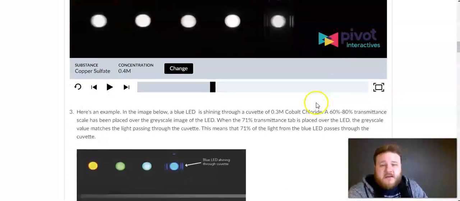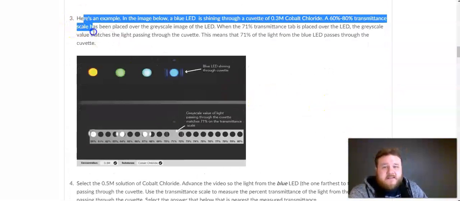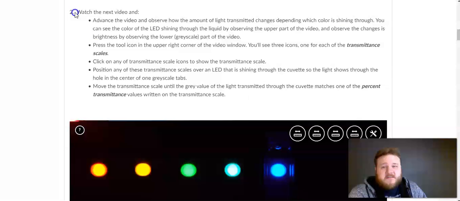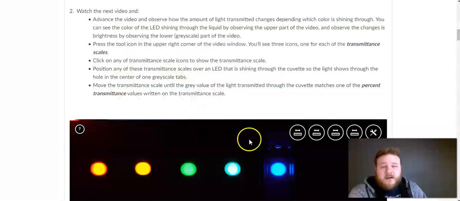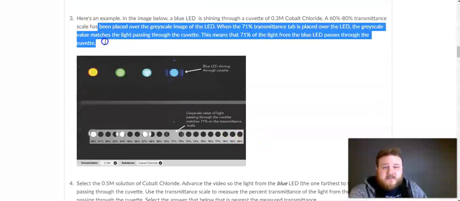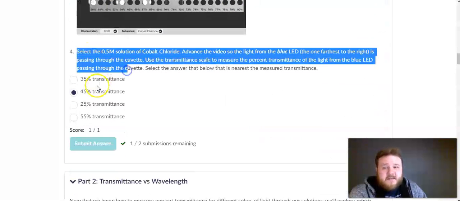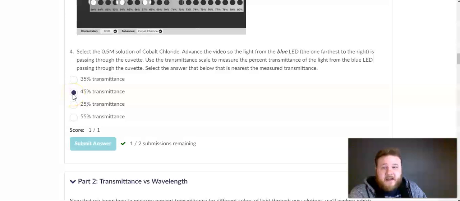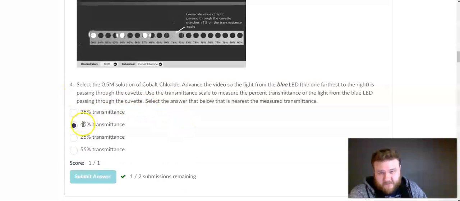Okay, so let's scroll down a little bit more. That's all this number 2 right here was asking us to do, to figure out how to use the tools. Number 3 is just explaining it a little bit more, and number 4 is asking you a question. The correct answer should be 45. In this case, it was asking for a 0.5 molarity of the cobalt chloride, and when we do the blue light, it is going to have a 45% transmittance.